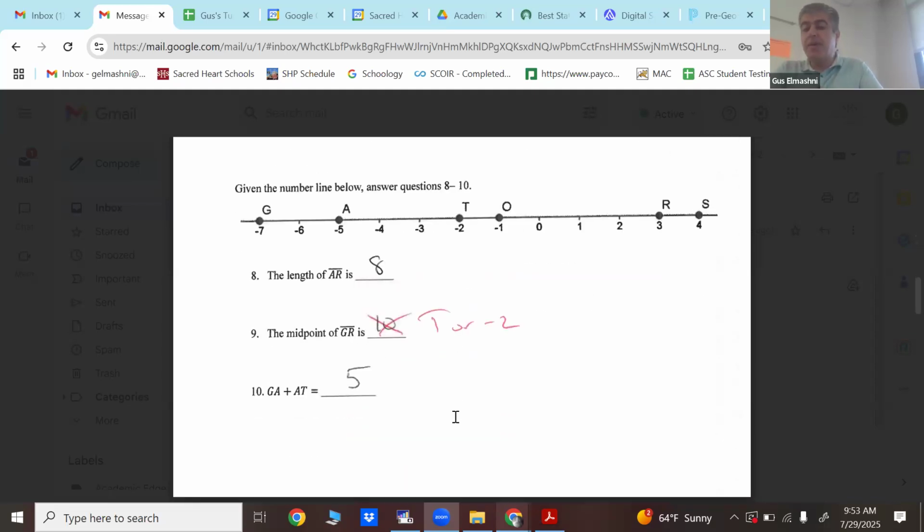This was pretty good. Number 8 was 8. That's just the length of AR. That's pretty straightforward. The midpoint of GR, I put 10 because I didn't read the question carefully. I thought they wanted the length. Of course, it's the midpoint. So halfway between G and R is -2 or T. Either works. And GA plus AT, GA has length of 2. AT has a length of 3. Or if you count it from G, 1, 2, 3, 4, 5. And you always get a distance as a positive value, never as a negative value. So GA plus AT is 5.